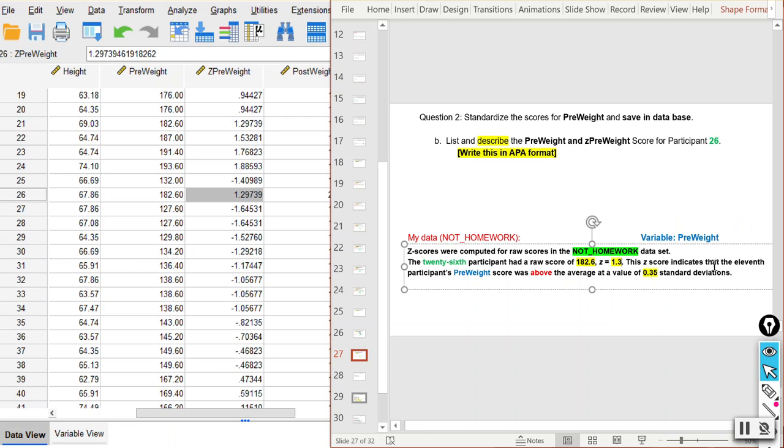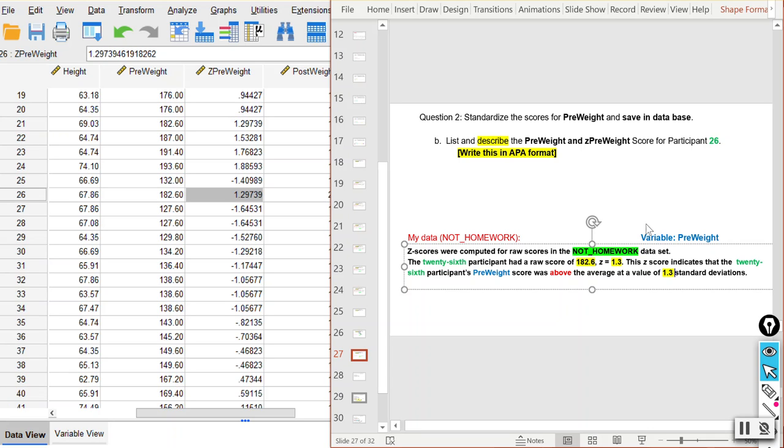This Z-score indicates that the 26th participant's pre-weight score was above, because it's a positive number, above average at a value of 1.3 standard deviations.